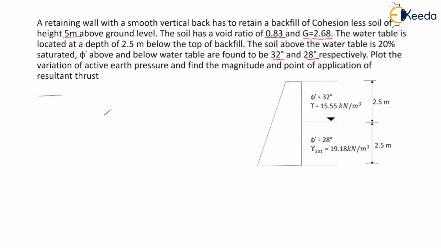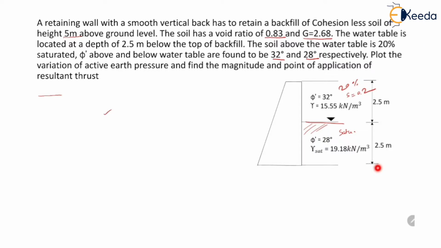So here in this diagram we can see that a retaining wall is having a backfill of total height 5 meter where the water table is situated at a depth of 2.5 meter. So obviously the soil which is present below the depth of 2.5 meter is saturated and the soil which is above the water table is 20% saturated. That means S is equal to 0.2.